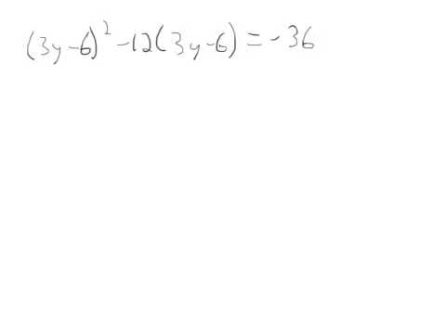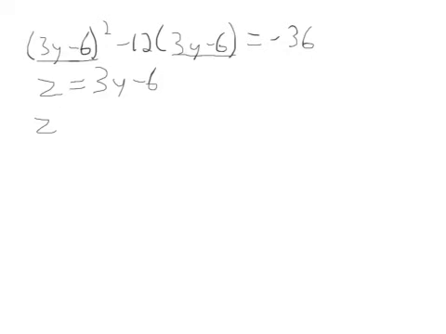This problem right here requires a process called z substitution, where I'm going to let this entire expression, 3y minus 6, that's located both here and here, be represented by the letter z. So it's going to make it a little easier to work with. So what we do is, instead of 3y minus 6, I'm going to plug in a z.